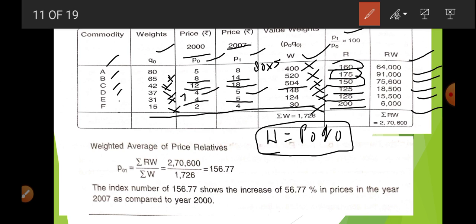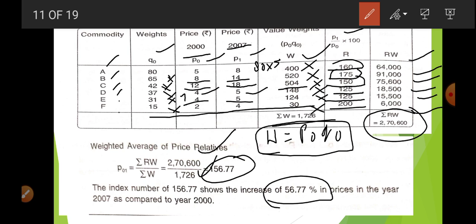So when we do the sum total of it, we get 2,70,600. And what is the equation? P01 is sigma RW upon sigma W. Sigma W is 1260. So when we put the value, we get this number. In this way, there is this much increase in the price, 56.77.